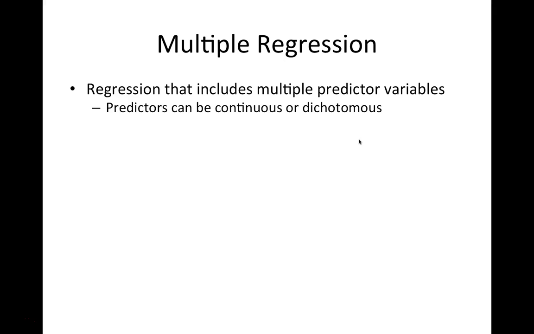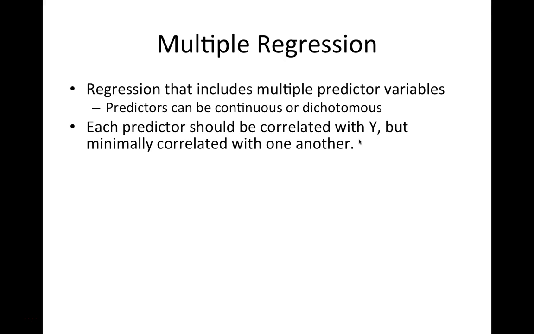Each predictor should be correlated with the outcome variable, with the dependent variable, but ideally they should be minimally correlated with one another. I believe I talked about this in the data cleaning and screening lecture that I gave towards the beginning of the semester when we talked about multicollinearity.